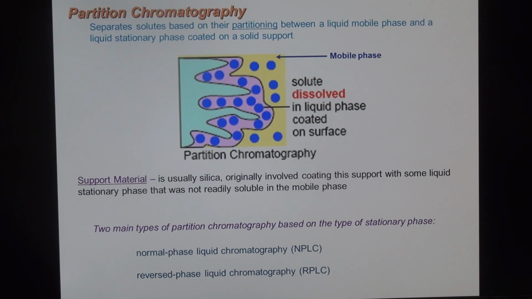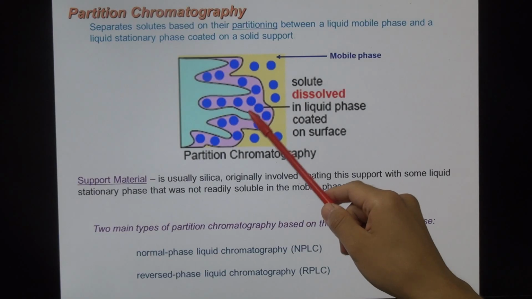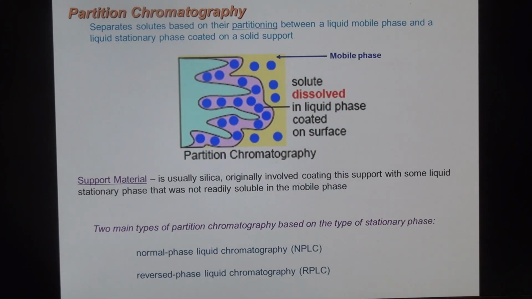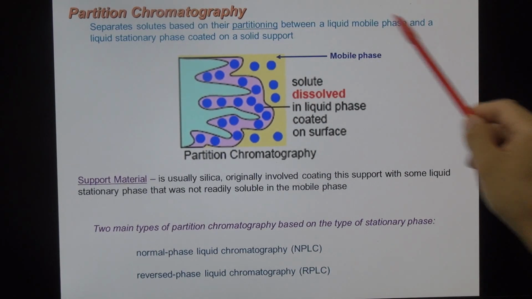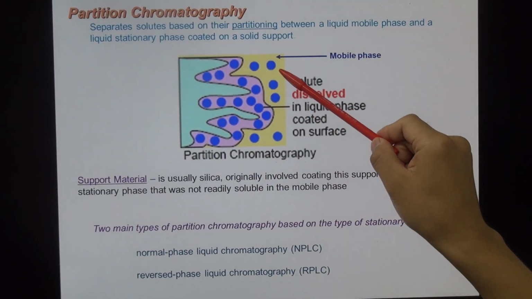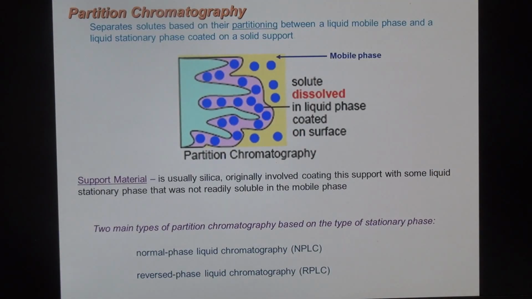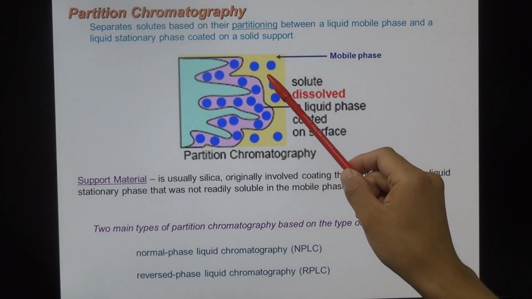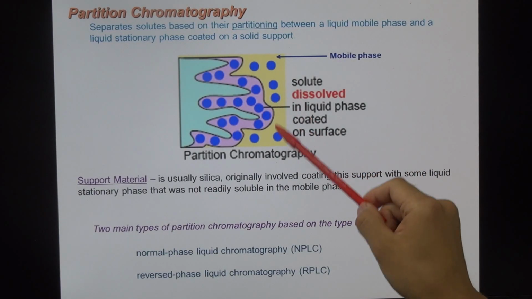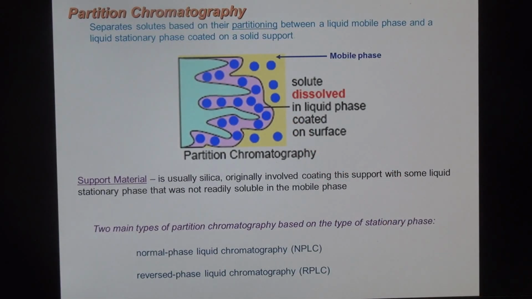For partition chromatography, we basically use stationary phase as liquid coated on solid support. Separation is done based on their partitioning between liquid mobile phase and liquid stationary phase. Here the yellow part is mobile phase, and this pink part is stationary phase. Based on the partitioning of this blue solute between these two phases, we can separate a mixture in partition chromatography.